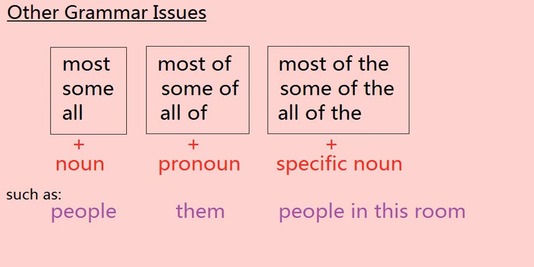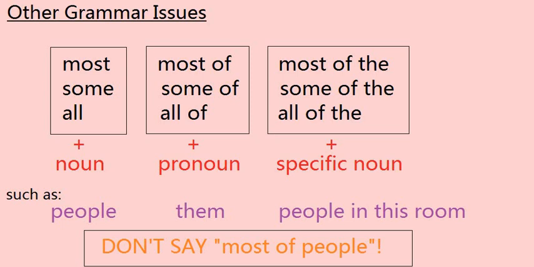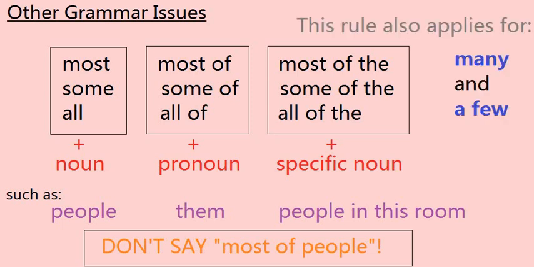And most of the, some of the, and all of the is used with a specific noun. For example, most of the people in this room. Don't say most of people. This is something I often hear, and it's never right. Most of people is wrong. It's either most people or most of the people in a specific situation. And this rule also applies for many and a few. So most of, some of, all of, many of, a few of, followed by a pronoun.